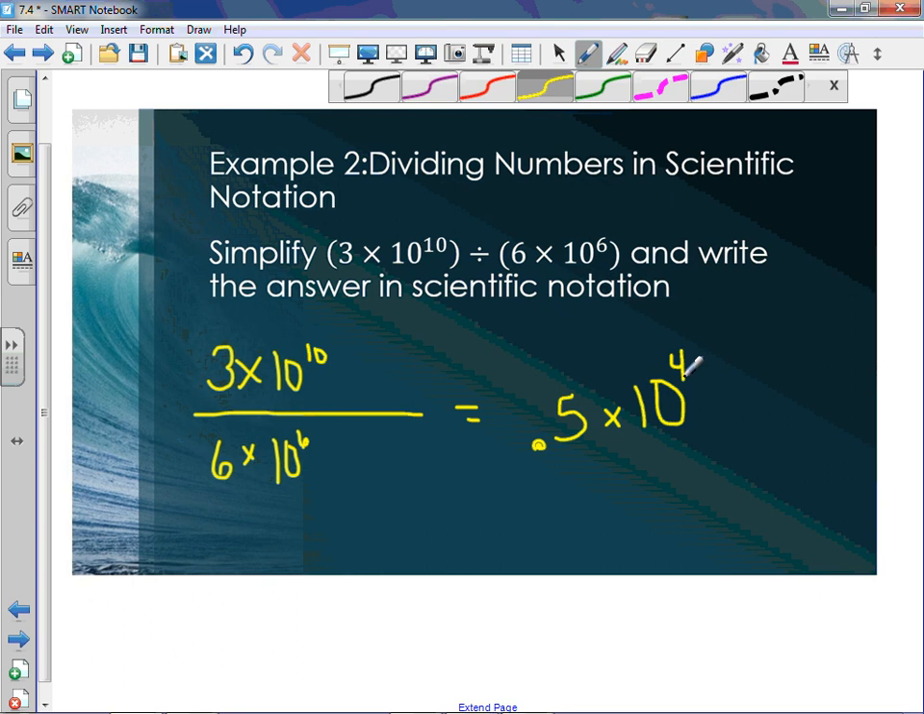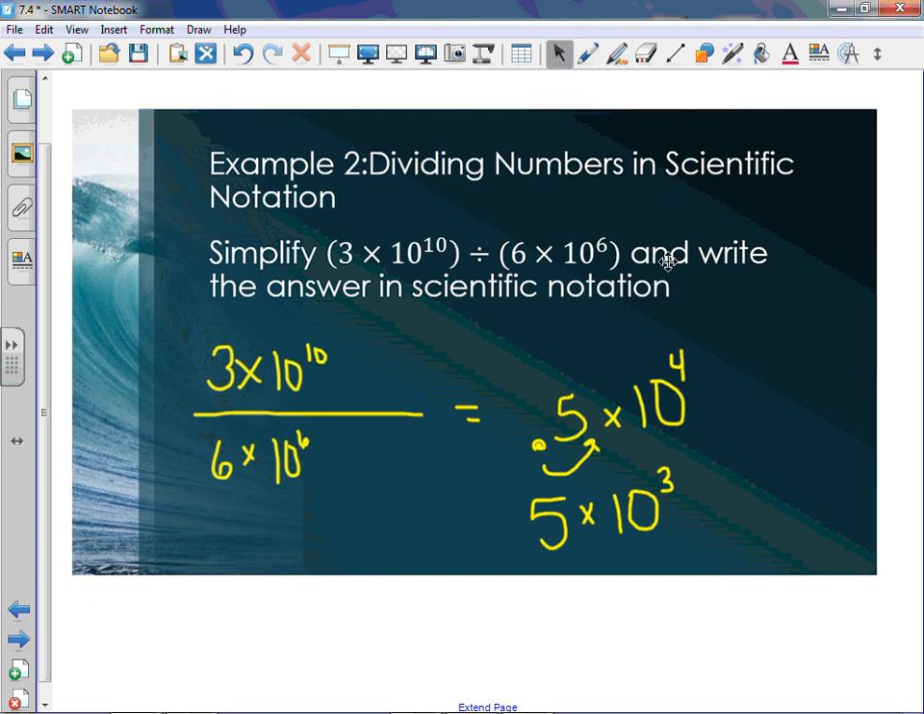However, this is not proper scientific notation. Remember, the first number has to be between 1 and 10. So 0.5 is too small. And you move the decimal over 1 time. So that would be 5 times 10 to the third. Hopefully you would realize this is how many times you have to move to the right.